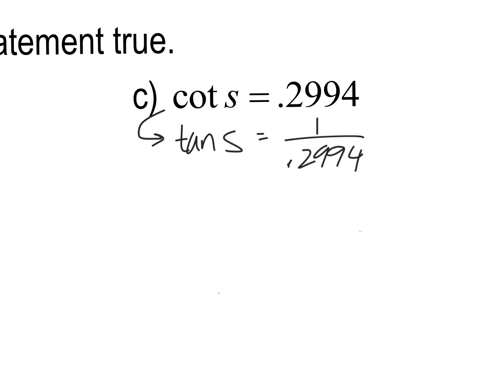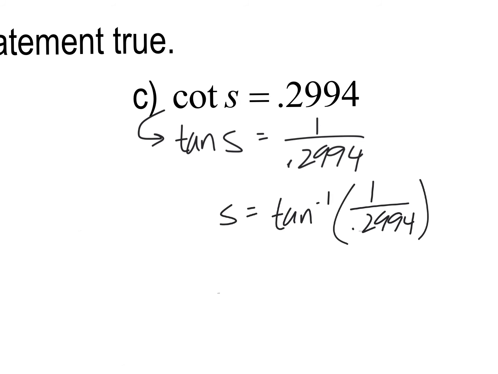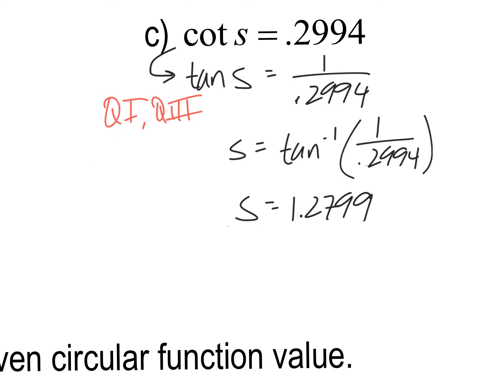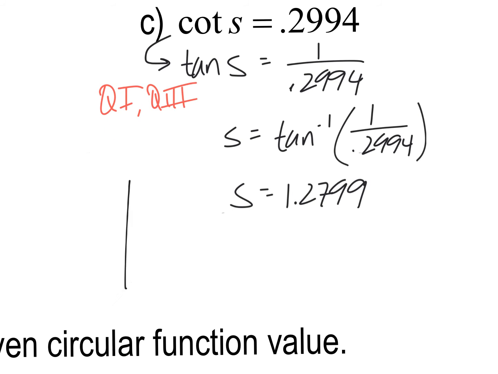And so what we're going to do is I'm actually going to type s equals inverse tan, and that's where the fraction comes into play, 0.2994. And that gives me s equals, when you type it in the calculator, 1.2799. And again, where are the tangent and the cotangent positive? That's quadrant 1 as well as quadrant 3. So when I draw my picture, that's what's going to help me visualize how to get my two different answers.